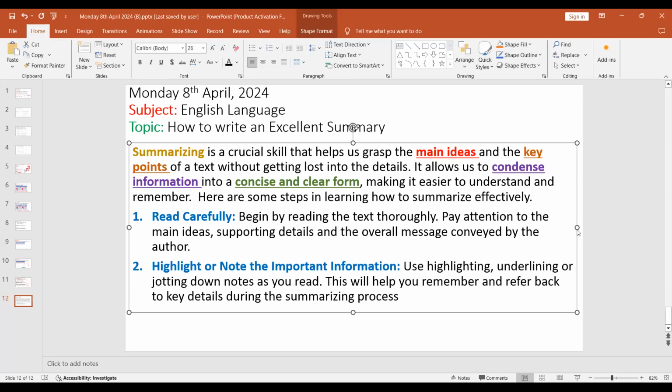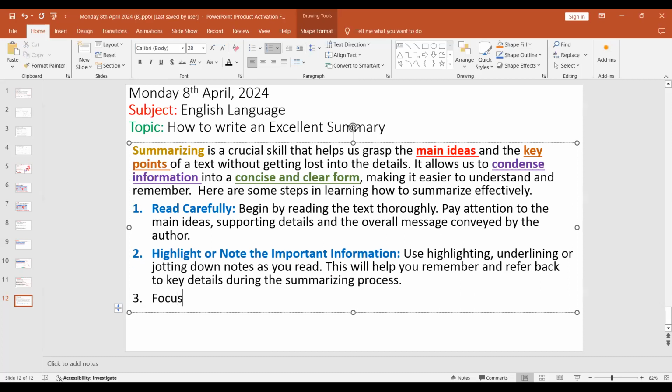Next, the third thing that you want to do is focus on the main idea, which means that you have to identify the main idea first, right? So you want to focus on the main idea. So what we're going to do, we're going to determine the main idea or the central theme.